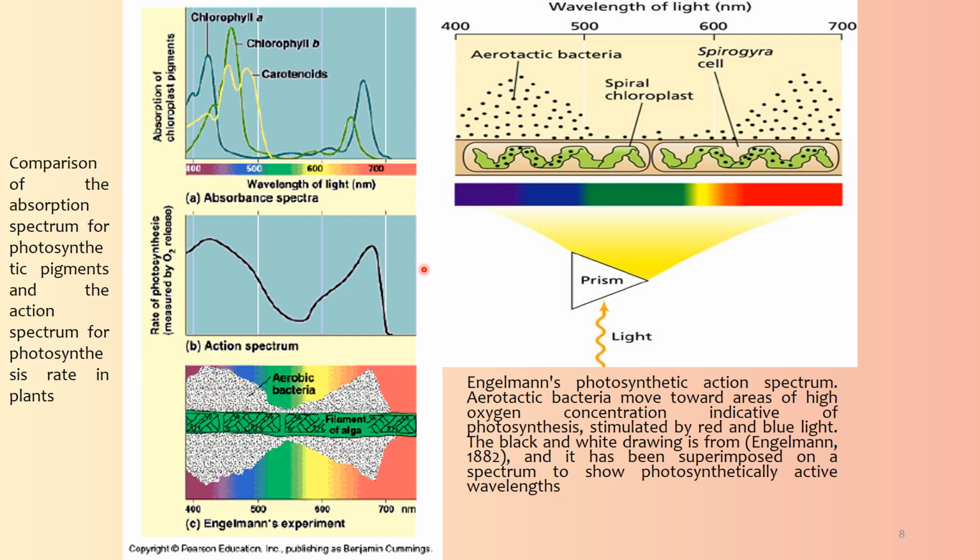This action spectrum gave the first indication of the effectiveness of the light absorbed by accessory pigments in driving photosynthesis. On the left side of the slide is a comparison of the absorption spectrum of different pigments and the action spectrum for photosynthesis rate in plants, along with the Engelmann experiment. This action spectrum is constructed with the help of the Engelmann experiment, in which the places where the aerotactic bacteria gathered more make the peaks of the action spectrum. And here are the absorbance peaks of different pigments: chlorophyll a, b, and carotenoids.